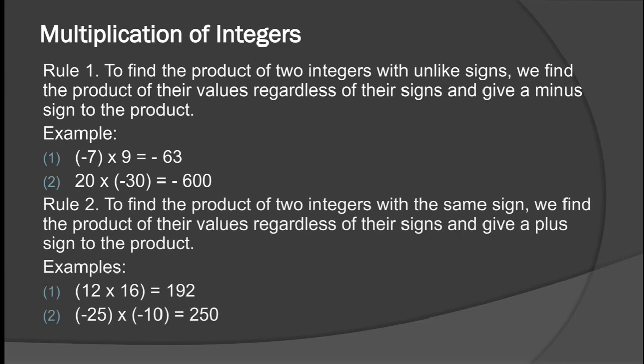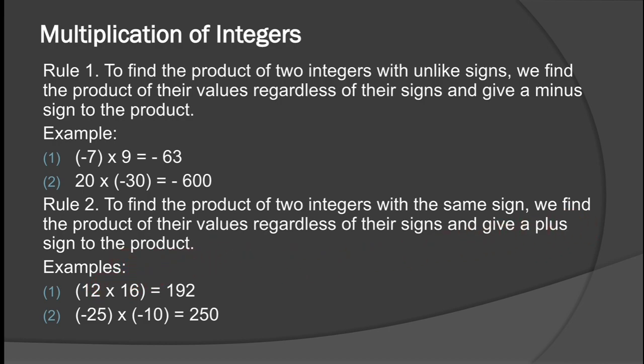Now what is rule 2? Rule 2 is to find the product of two integers with the same sign. Rule 1 is applicable when two given integers are of unlike or opposite sign, but rule 2 is applicable when we have two integers of the same sign. Then again we multiply their values regardless of their sign, and whatever product we get after multiplying their values, we put a plus sign before the product.